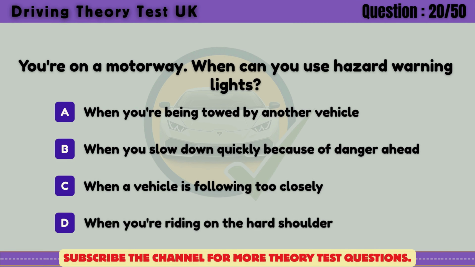Question 20. You're on a motorway. When can you use hazard warning lights? Option A. When you're being towed by another vehicle. B. When you slow down quickly because of danger ahead. C. When a vehicle is following too closely. D. When you're riding on the hard shoulder.